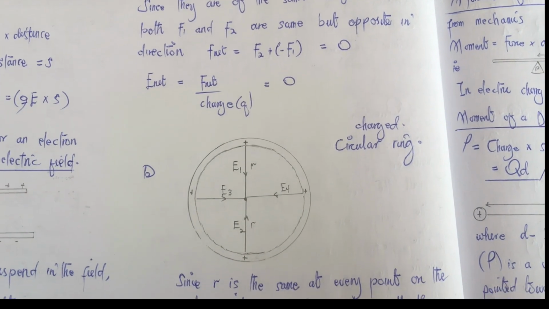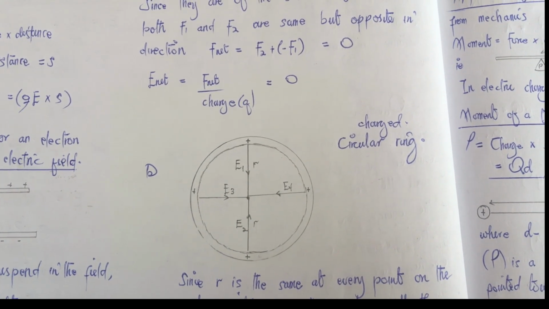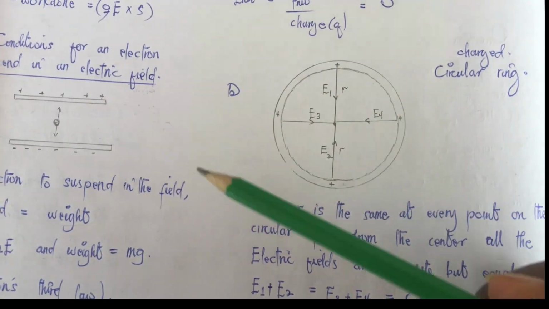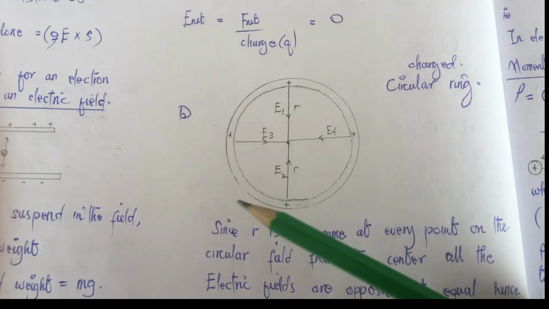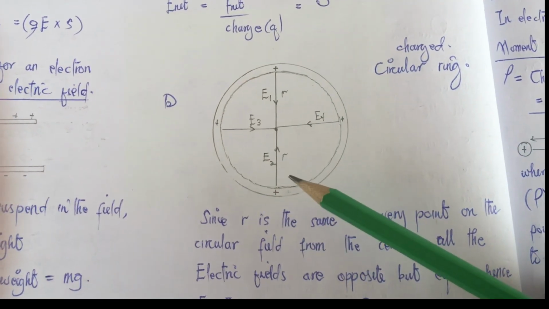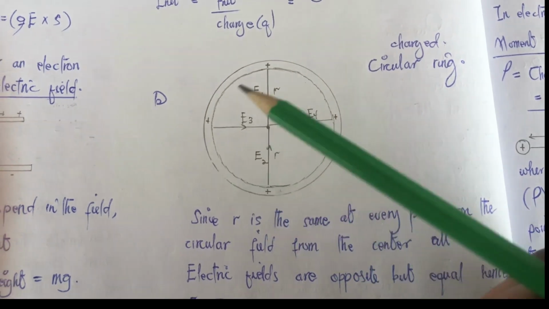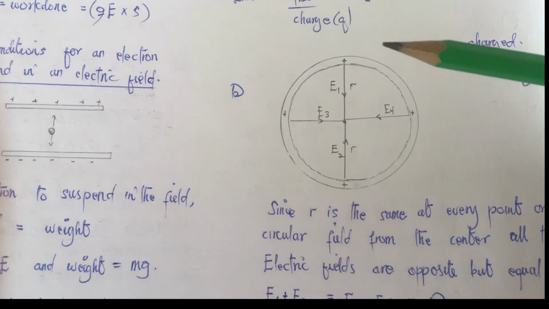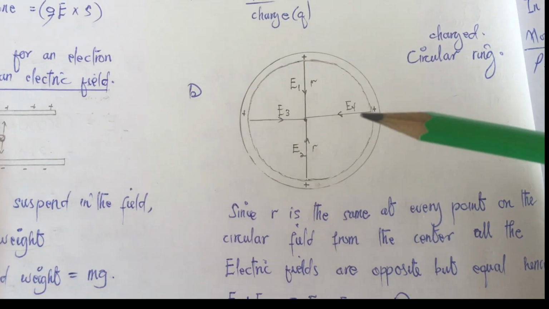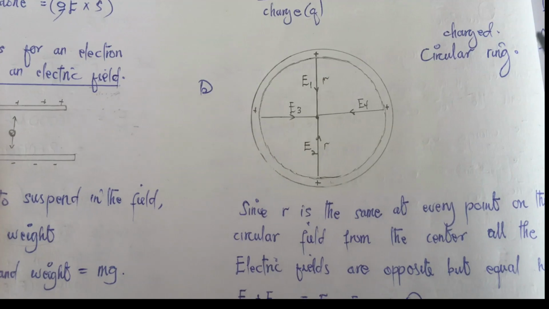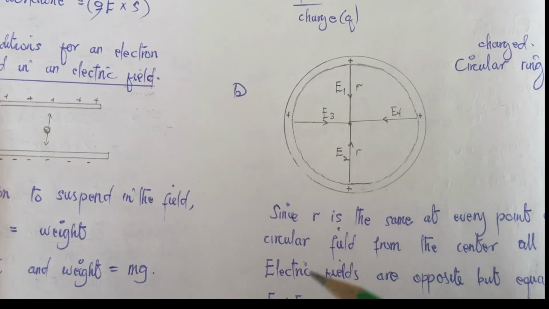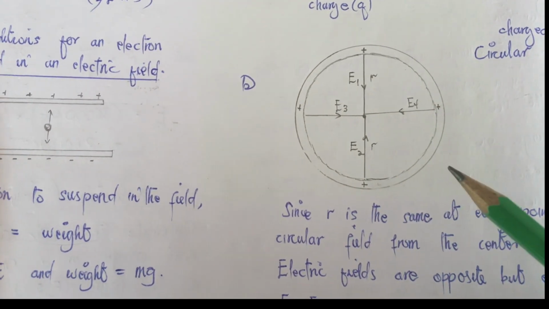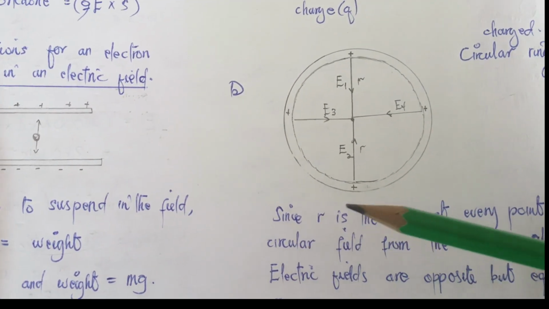Okay, now let's consider the second condition where our net force, or our net electric field, will be equal to 0. Let's consider a charged circular ring, like this form. Imagine that everything is charged positively. As we all know, the electric field, especially for positive charge, moves away from the charge. So let's say every point on the circular ring is positively charged. Then this is how the electric field will be.